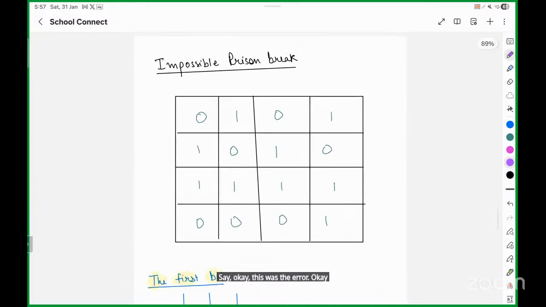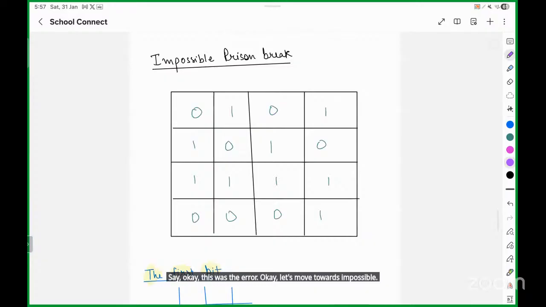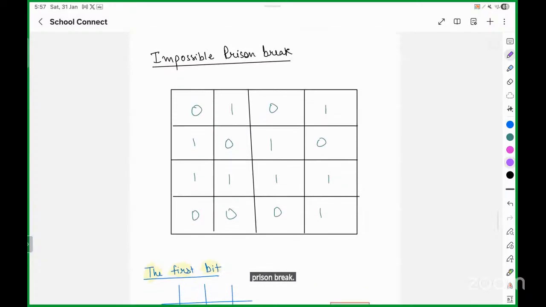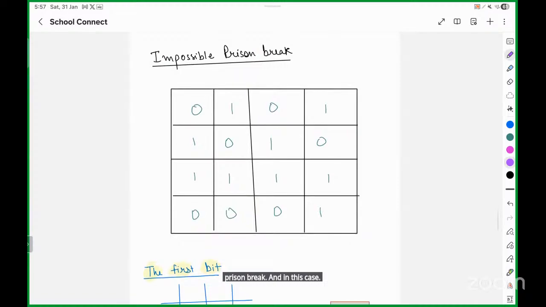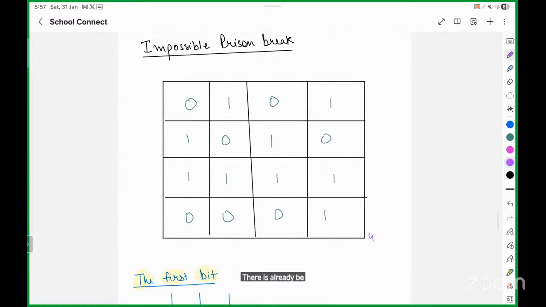Okay, let's move towards the impossible prison break. In this case, there is a board of 4 cross 4 in which there are some tiles, and behind them there is some 0, some 1, some coin. Or you can say there are some doors. Let's say there are doors. If the door is closed, let's say then it is 0. And if the door is open, then it will say 1.